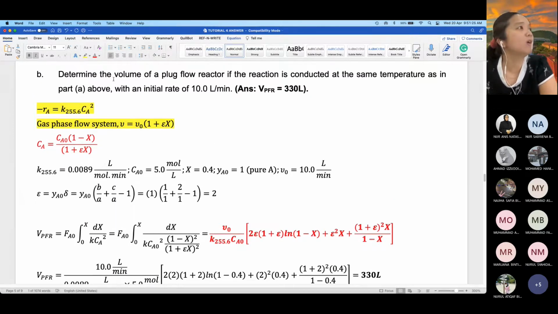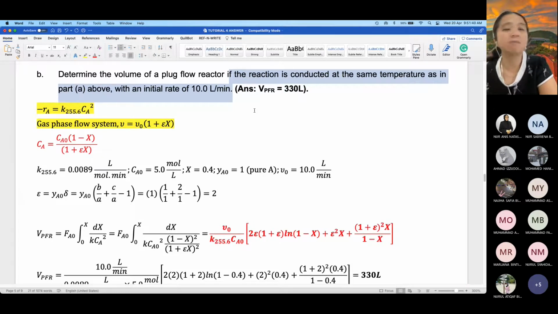Determine the volume of a plug flow reactor if the reaction is conducted at the same temperature as in part A above, with an initial rate of 10 liter per minute. Okay, so soalan ni dia nak kita cari volume PFR.